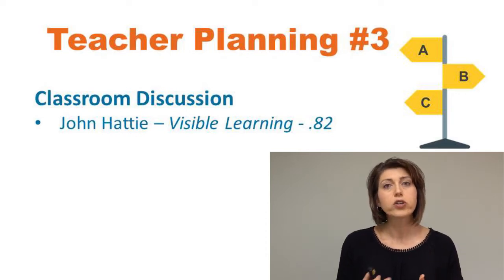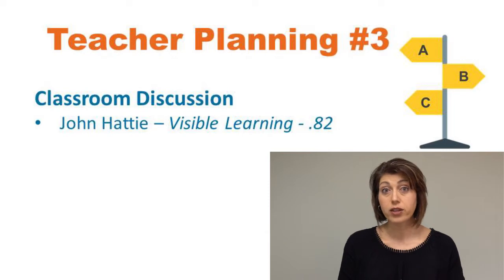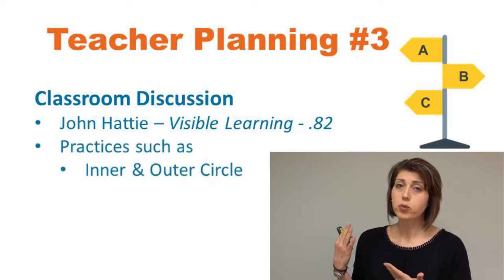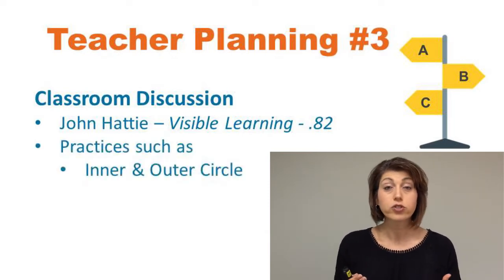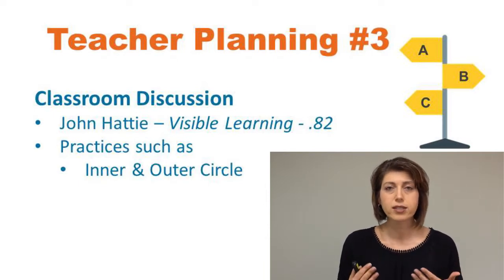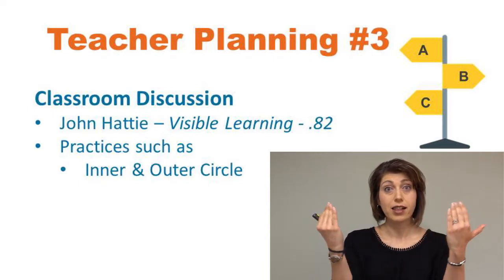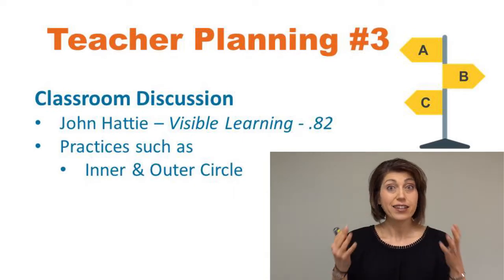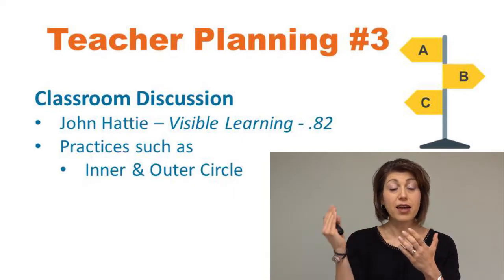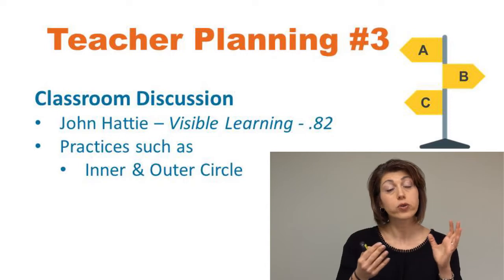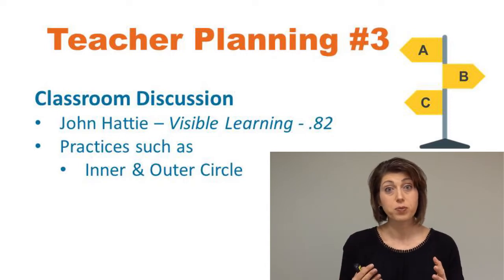So we want to encourage different ways for kids to talk with each other. Some of those may include practices like inner outer circle, just to start kids thinking about what does it look like. So I put half the class facing out in a circle, half the class facing them. Ask questions, let them process, and then either move the inner or outer circle so that now they have a different partner to speak to.